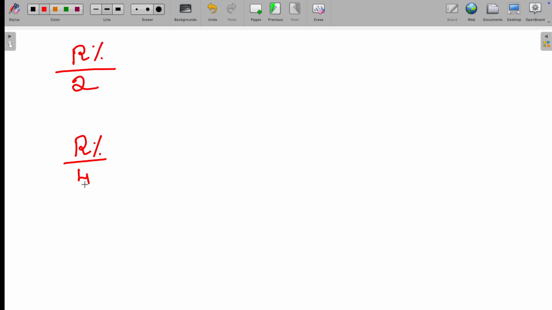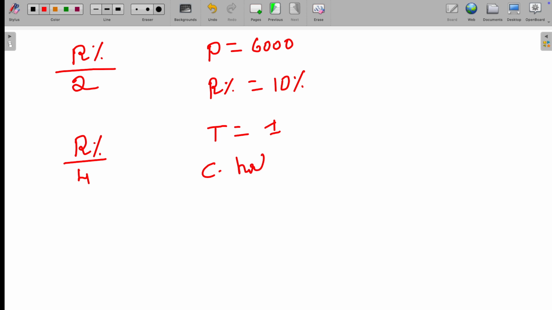Clear? Now question 6: if the principal is 6,000 rupees, the rate of interest is 10% per annum, and the time duration is 1 year, compounded half yearly. Whenever the question is half yearly, you have to convert the rate of interest first. Half of 10 is 5, so dividing by 2, I get 5% as the rate of interest.